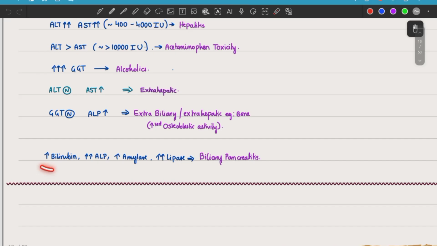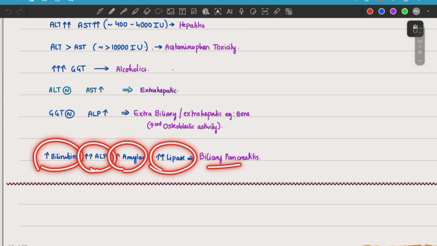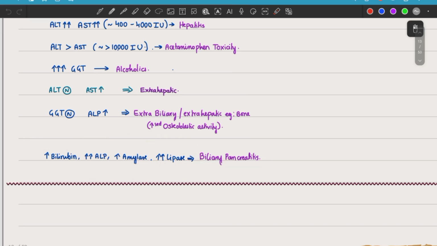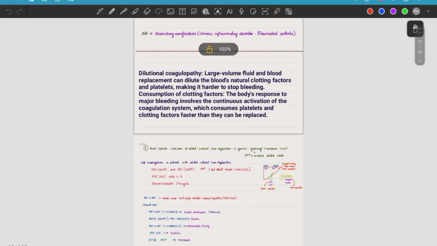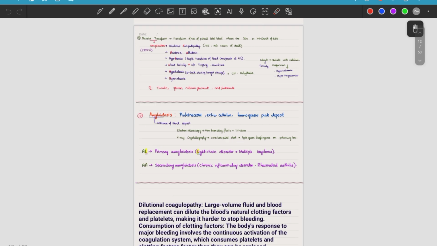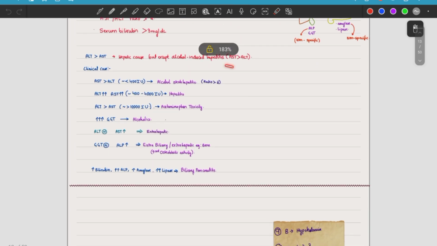And when there is an increase in bilirubin, ALP, amylase, and lipase, you can suspect biliary pancreatitis. These things you should remember. All these things will help you in solving medicine questions.